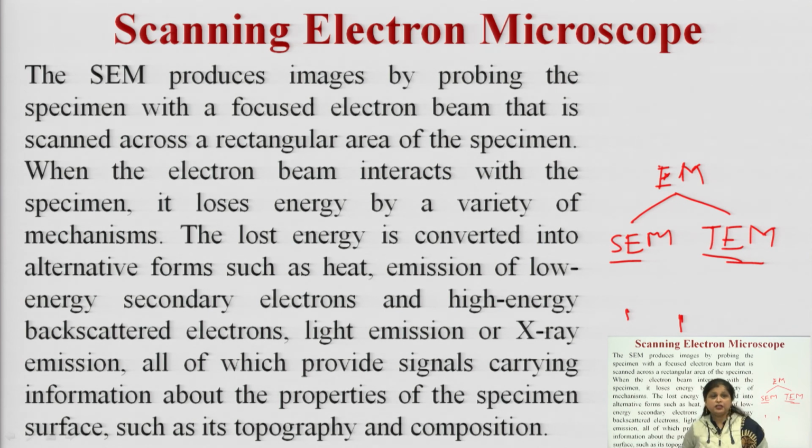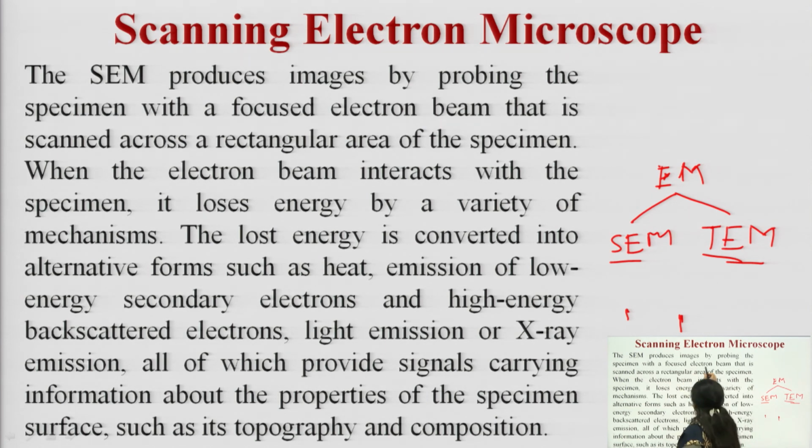The main difference between the scanning electron microscope and the transmission electron microscope is that the scanning electron microscope will always give the surface image. The electron beam will not pass or transmit through the specimen. It will only take a scan of the surface of whatever specimen we want to observe under the microscope. It will just take the surface image of that particular specimen.